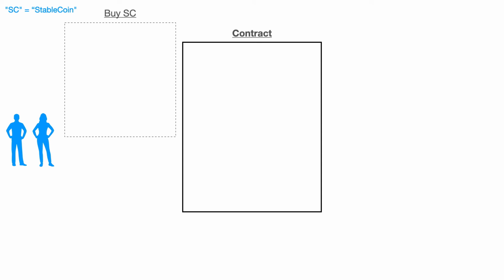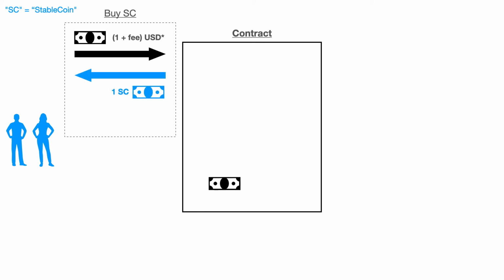So imagine that we have our smart contract, right? And we have some users interested in a stablecoin. One thing that the users might want to do is to buy stablecoins. And they can do that by interacting with the contract. So they send $1 USD to the contract, and the contract sends one stablecoin back to the user. So it mints the stablecoin and sends the stablecoin to the user.